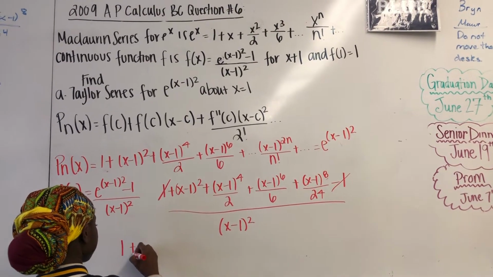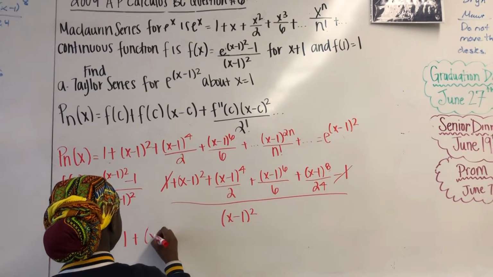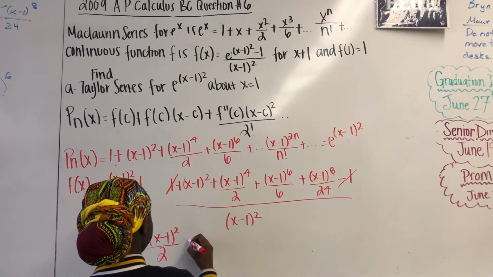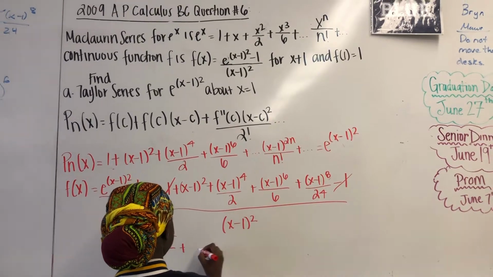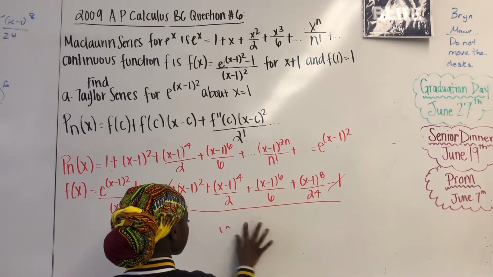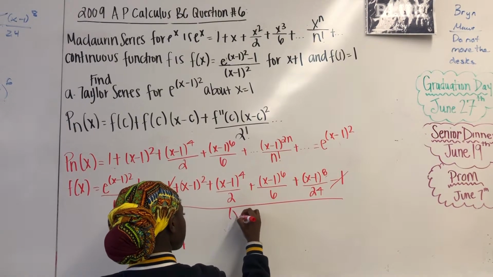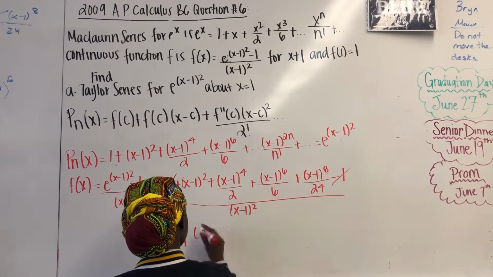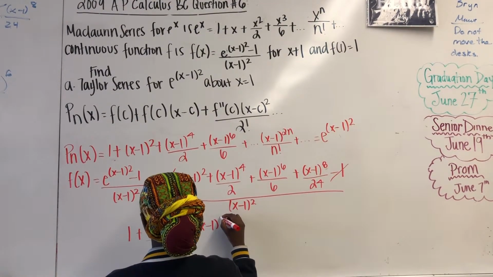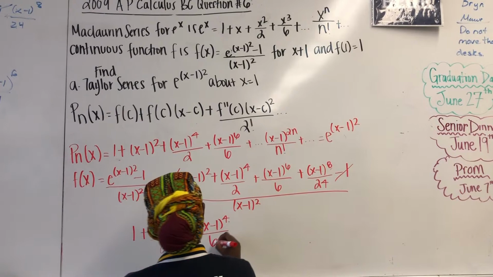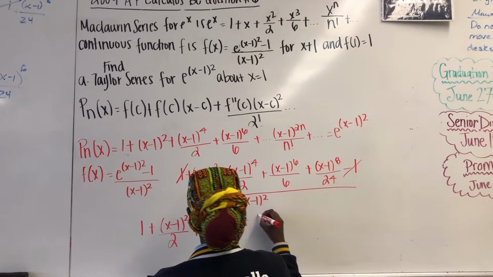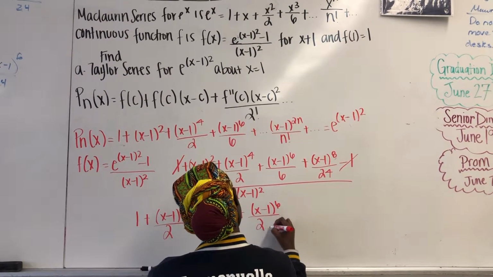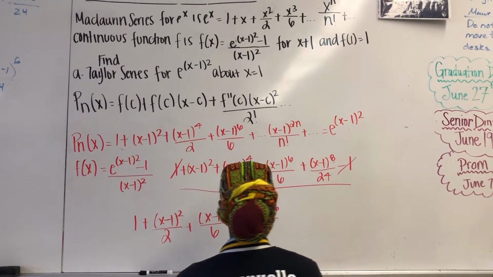Then the ones cancel each other out, so you cross them out and just do the process of crossing out and dividing where it is needed. And your answer would be 1 plus (x minus 1) squared over 2 plus (x minus 1) to the 4th power over 6 plus (x minus 1) to the 6th power over 24 plus, and so on, plus (x minus 1) to the 2n power over (n plus 1) factorial.